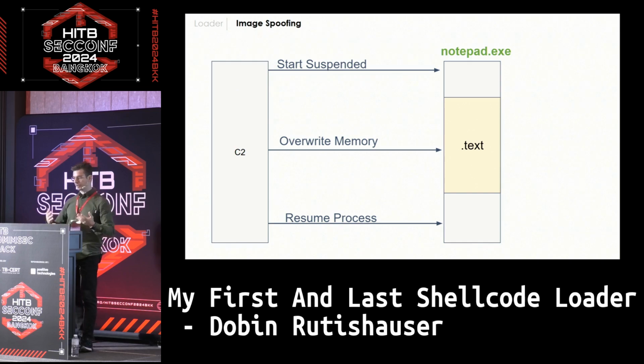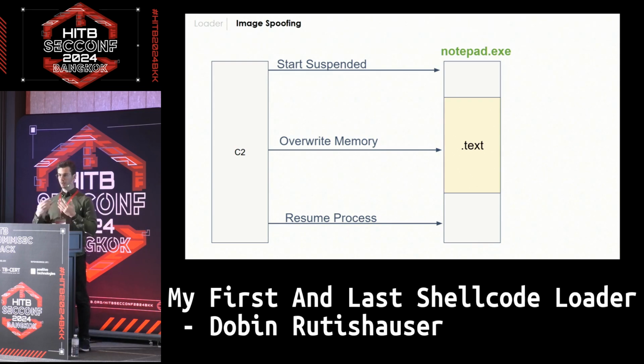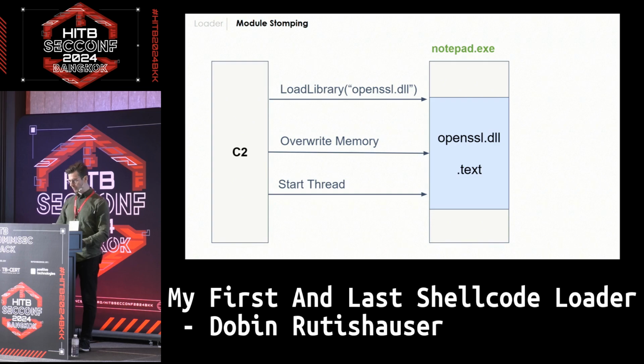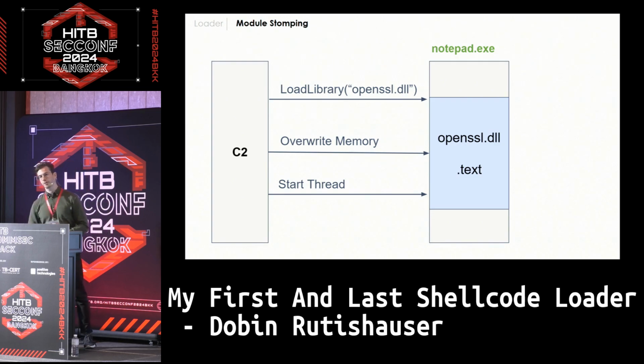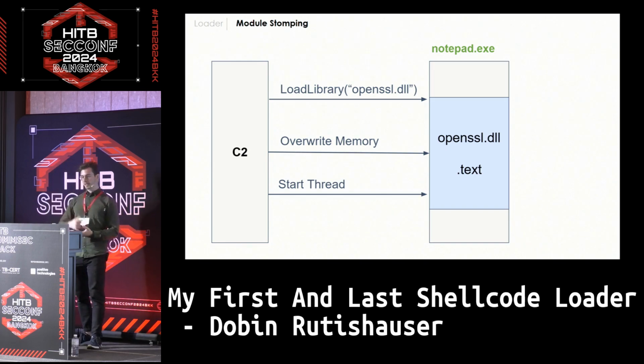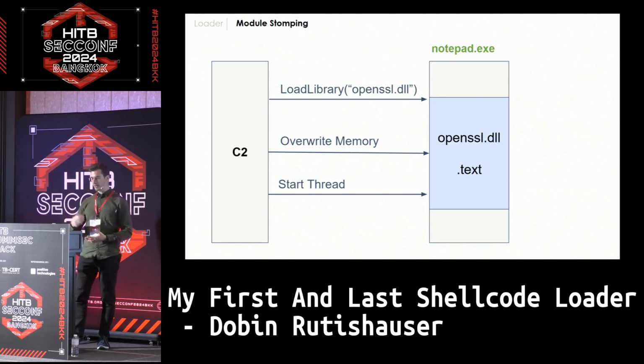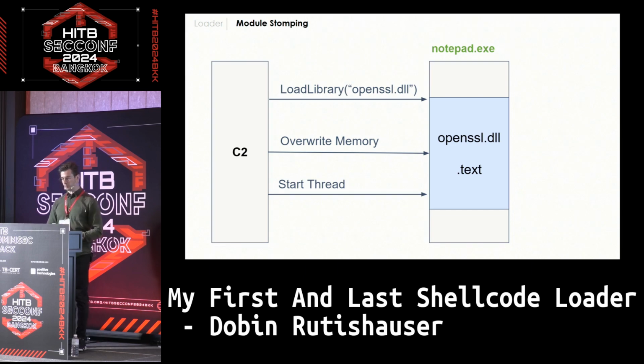There's also another technique called image spoofing. You can just start a genuine process like Notepad, then carve out the content, remove the Notepad code and write your own beacon code into this process, and then resume the process. So it looks more non-malicious. A very similar technique is module stomping, which is identical, but you use DLLs. You basically force a process to load a DLL, in this case OpenSSL. Then you remove all the content of the OpenSSL DLL in the text section, copy your own stuff into it, and then start a thread in this DLL, which now contains your own code.